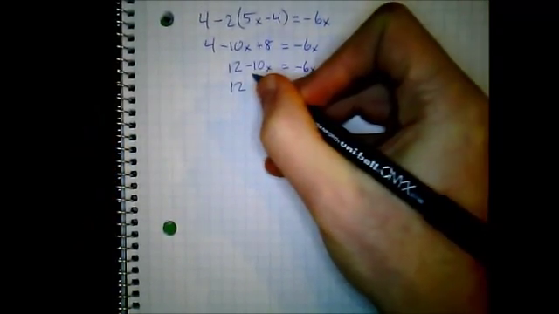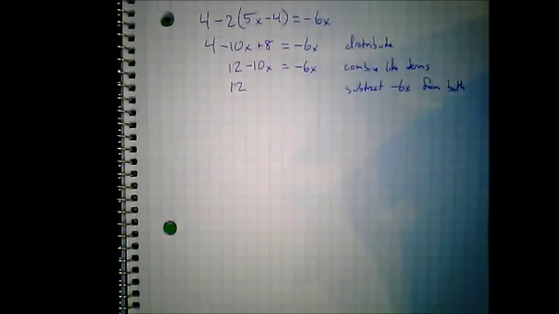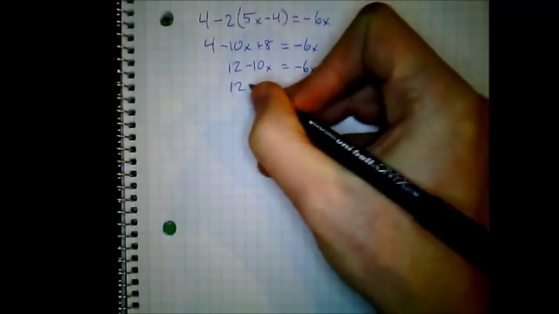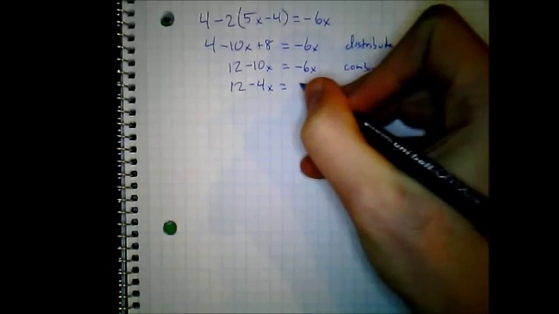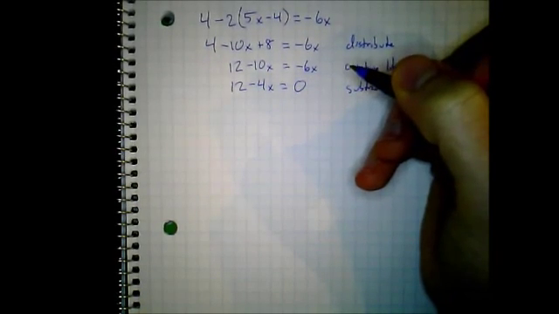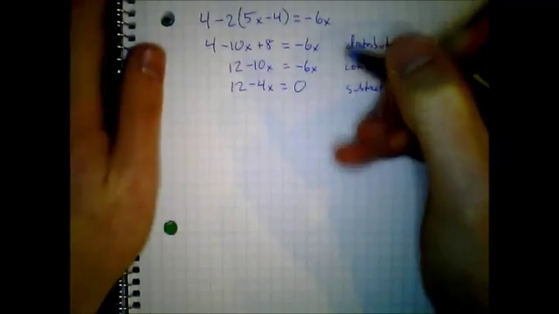12, and I had negative 10x, I took away negative 6 of them, or I took away 6 of them, and I'm left with minus 4x. Negative 6x, I took them all away, so I'm left with nothing. Okay, now I want to get my x's by himself.